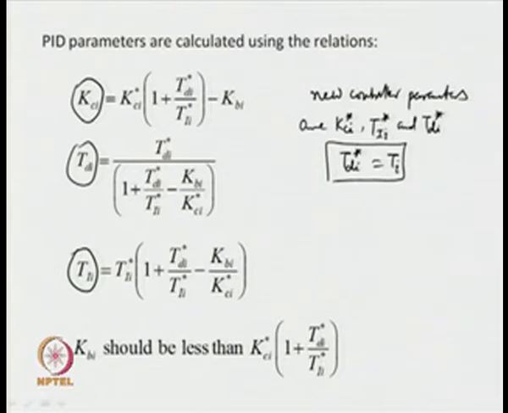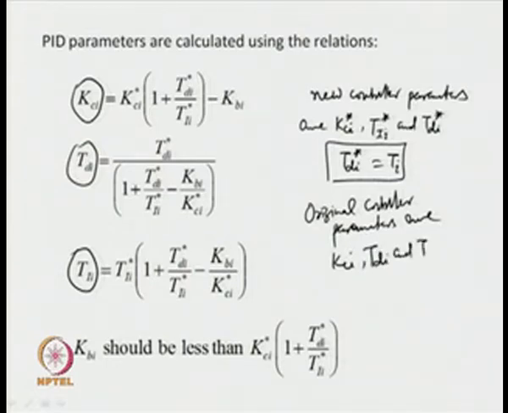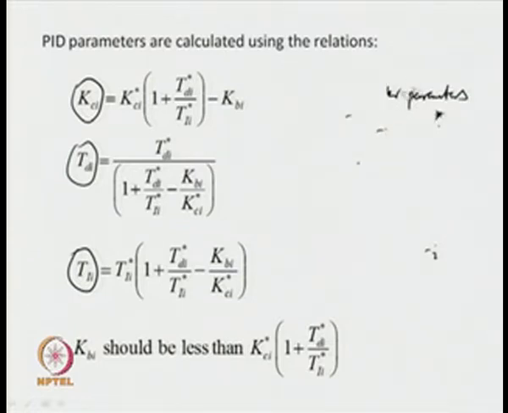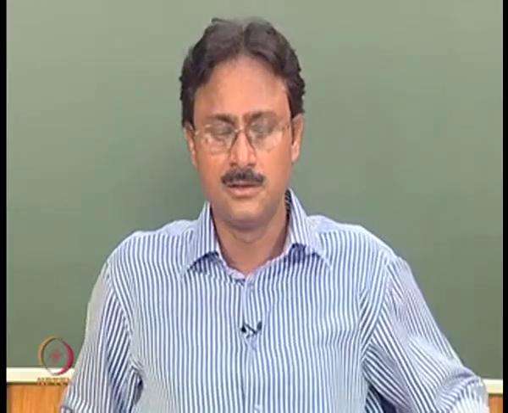Whereas the original controller parameters are Kci, Tdi and Tii. So, using these relations, we calculate back the parameters of the original PID controllers along with the parameters of the two proportional controllers for both the loops.